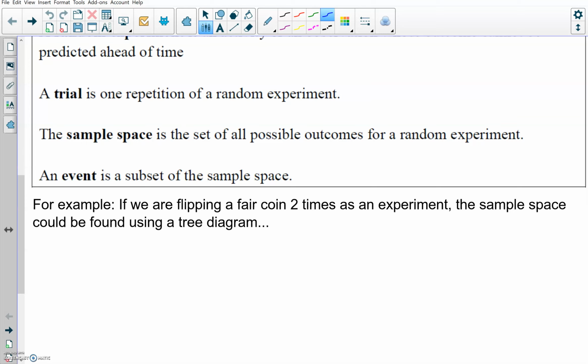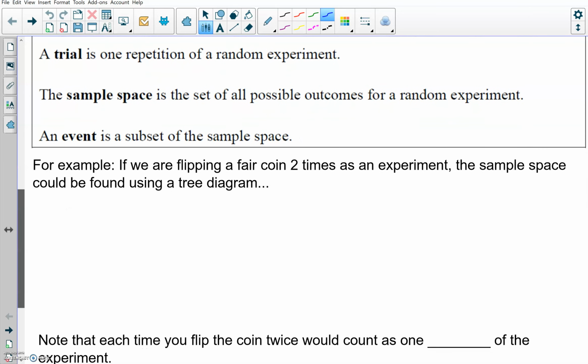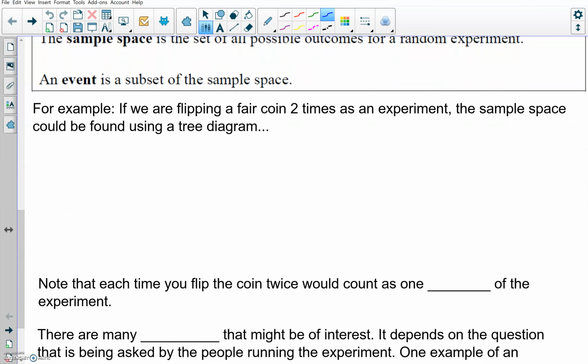So maybe with a die, you're interested in seeing numbers less than 3. So there would be 2 outcomes, the 1 and the 2, that would satisfy that event. And events are a big focus of what we'll be looking at as we move through the different probability scenarios. So for example, if we are flipping a fair coin 2 times in an experiment, the sample space could be found using a tree diagram. I want you to be aware of tree diagrams here.